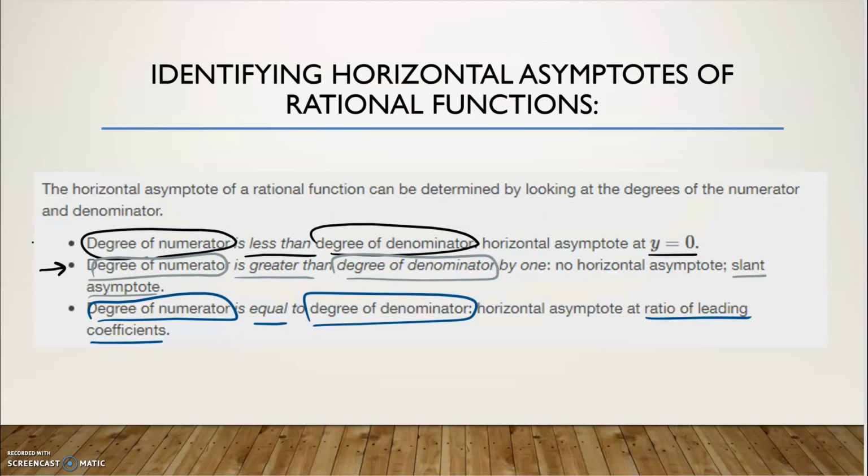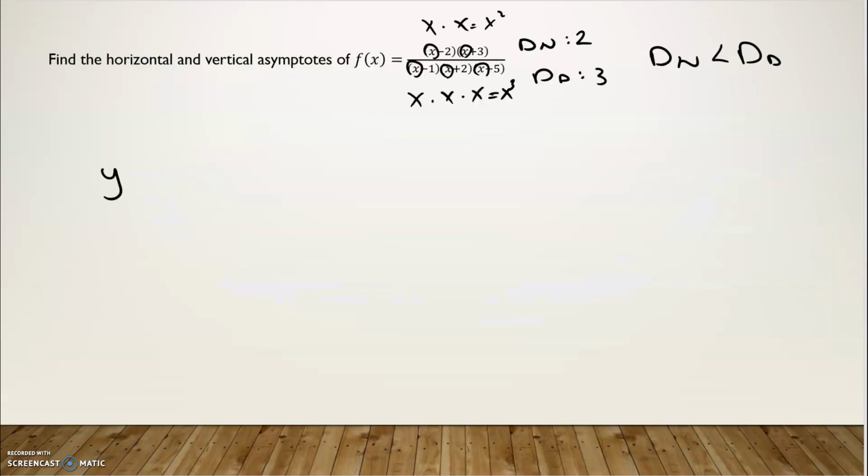So that has got to be this one right here. The degree of the numerator is less than the degree of the denominator. So our horizontal asymptote is y is equal to 0. And that's it for that one.